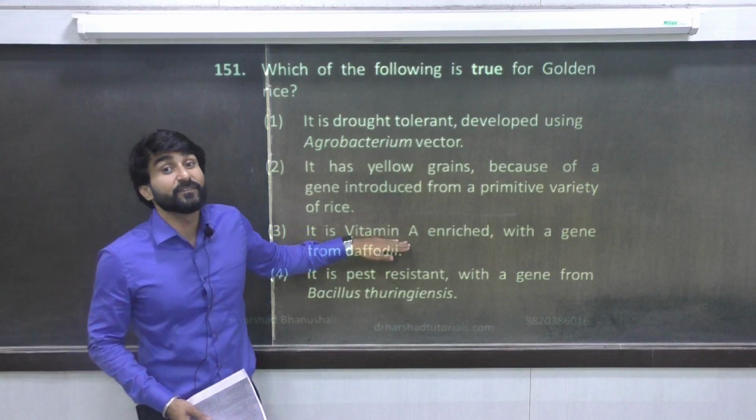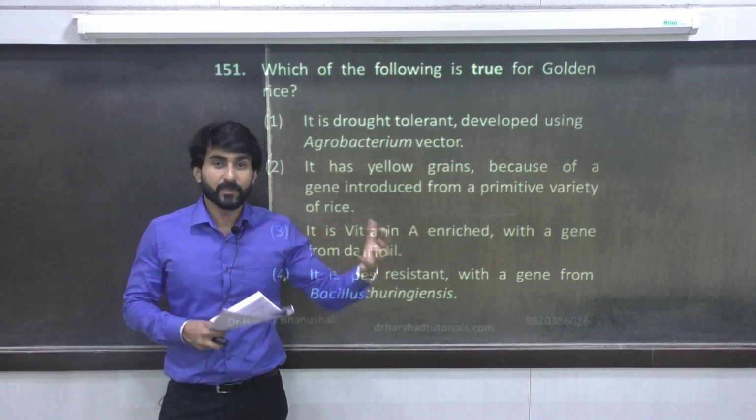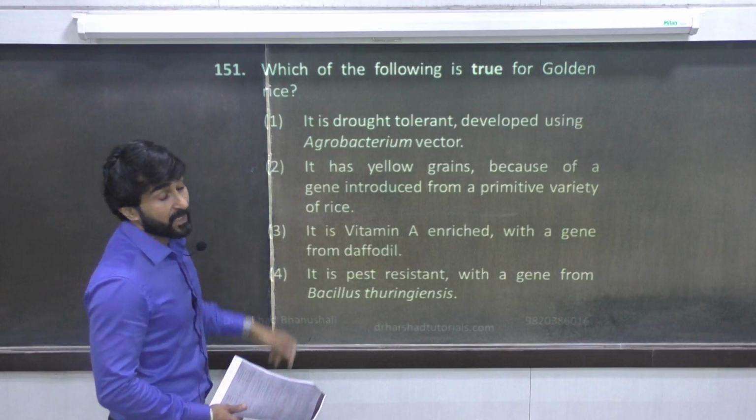It is rich in vitamin A. Where do you get the gene from? Two genes are obtained for golden rice. One is obtained from a soil bacteria. The second gene is from daffodil. So for 151, our correct answer is option number 3.